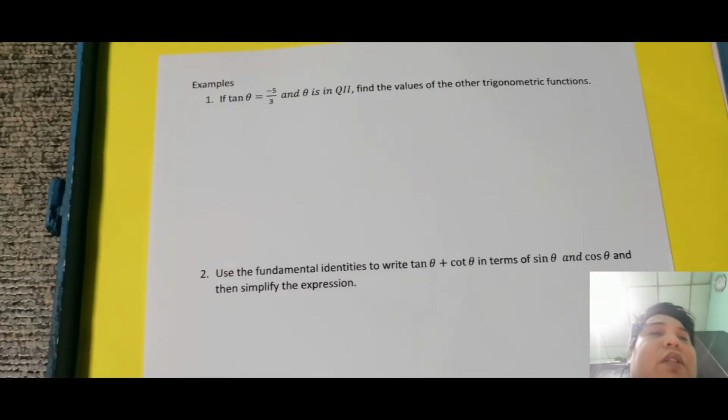Okay, so ito nga, apply ko yung mga identities, yung fundamental identities natin, para ma-solve itong mga problems dito. Okay, so number 1: if tangent theta is equal to negative 5 over 3 and theta is in quadrant 2, find the value of the other trigonometric functions. Okay, so we will use trigonometric identities, yung fundamental identities ng trigo.